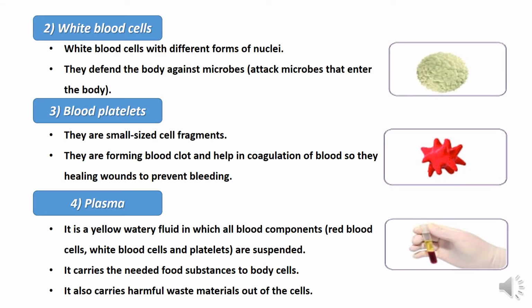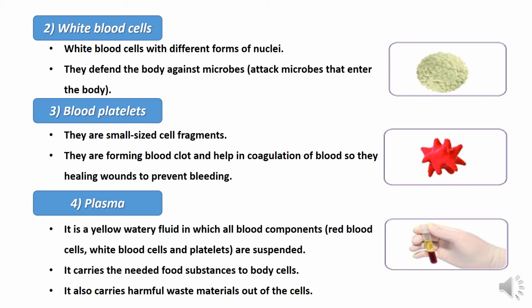Number 2, white blood cells. They are white blood cells with different forms of nuclei. They defend the body against microbes, or they attack microbes that enter the body. Number 3, blood platelets. They are small-sized cell fragments. They form blood clots and help in coagulation of blood, so they heal wounds to prevent bleeding.